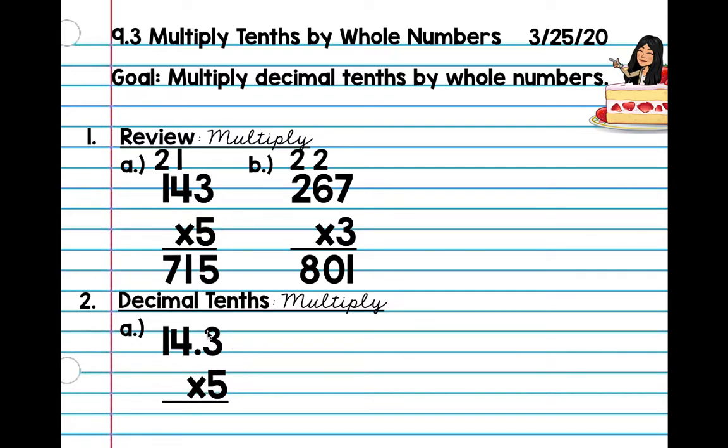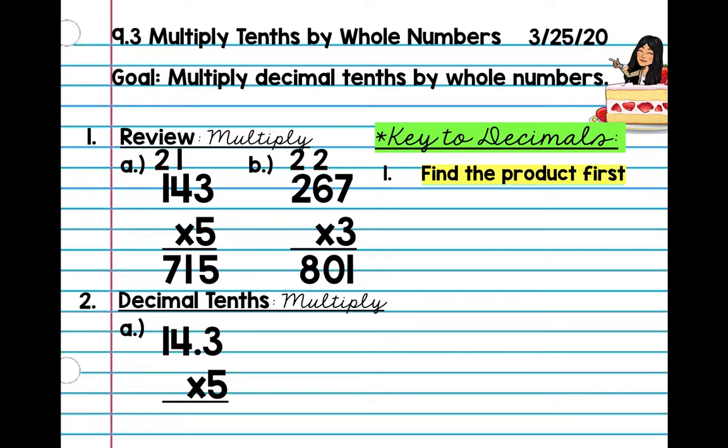That looks familiar. For those of you who know how to do it, go ahead and answer. For those of you who need a refresher, this is the key to decimals. You only need to know 3 things. Number 1, all you have to do when you are multiplying decimals is find the product first. Just multiply it normally. Ignore the decimal. So you're going to do 143 times 5.